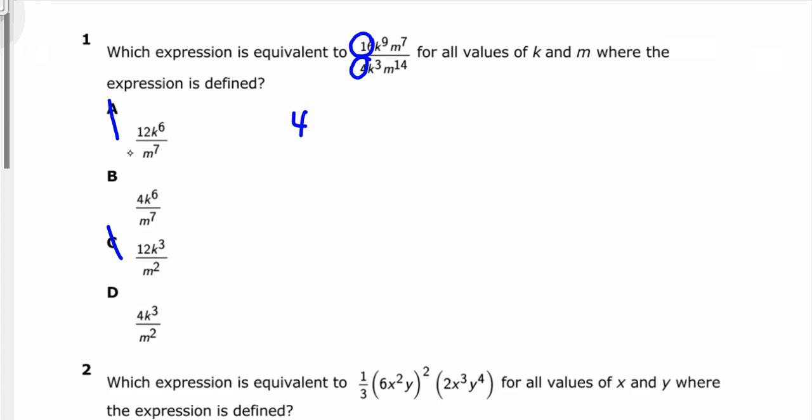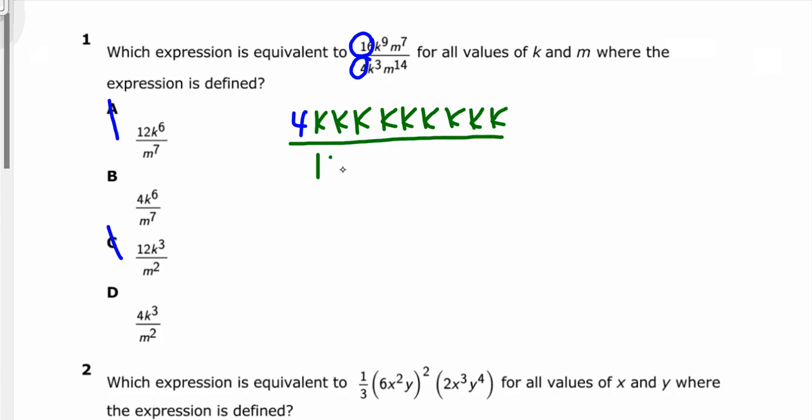So k to the 9th divided by k to the 3rd. Let's go there next. So k to the 9th is k times itself 9 times. And k to the 3rd is k times itself 3 times. And these 3 will cancel these 3. They'll equal 1. So then I'd be left with k to the 6th power.